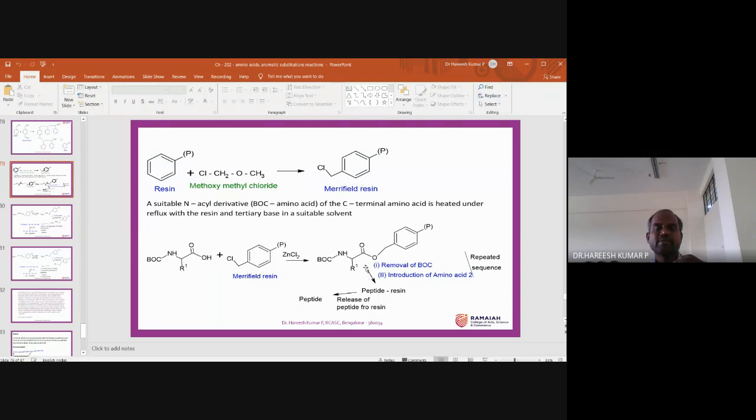The main thing you need to mention is that solid phase peptide synthesis is the one where deprotection and coupling are achieved on the surface of the solid support. That phrase is enough, and the remaining things you write yourself. So this is the method or principle involved in solid phase peptide synthesis.